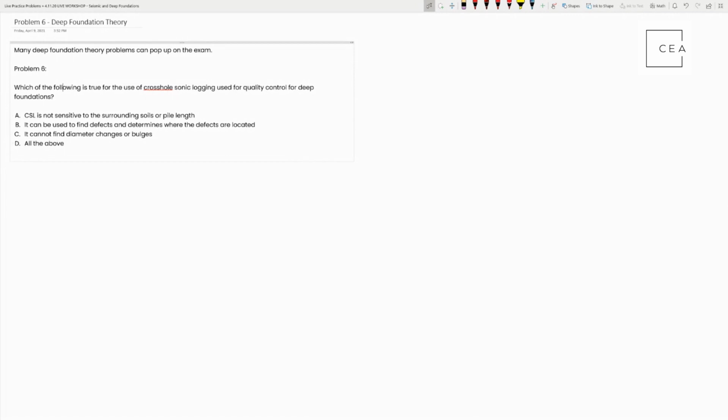These are the kinds of questions you're going to see on the exam typically if you get a theory type question. But that's the answer for cross-hole sonic logging, D. Pretty straightforward. You just got to understand your CSL.